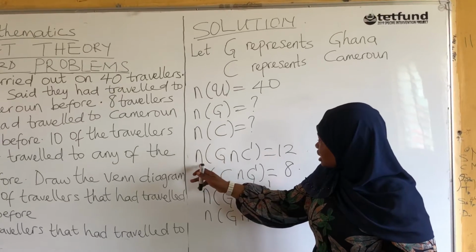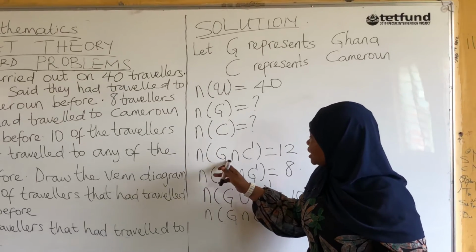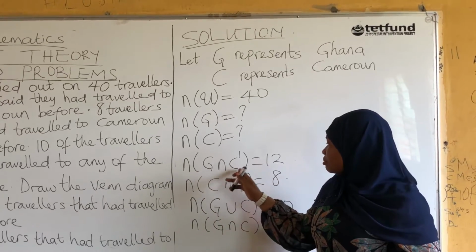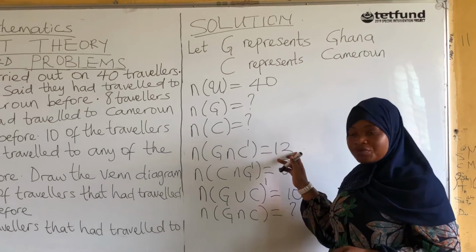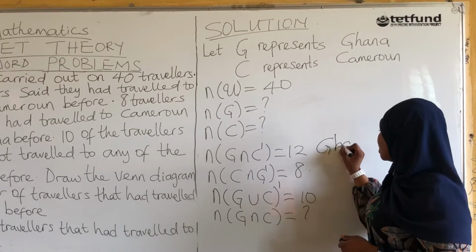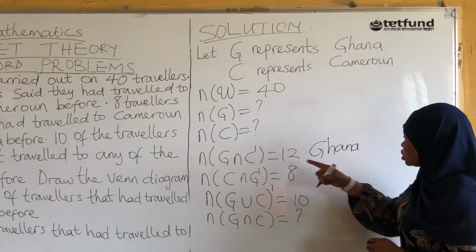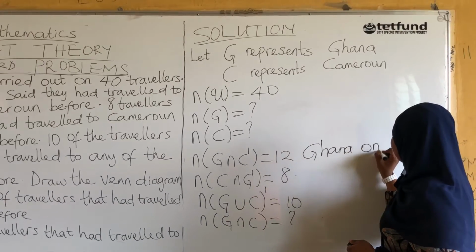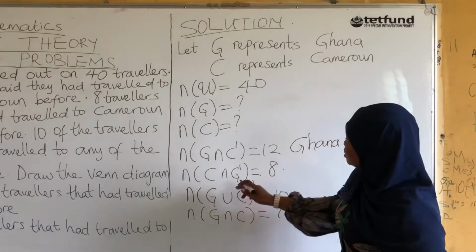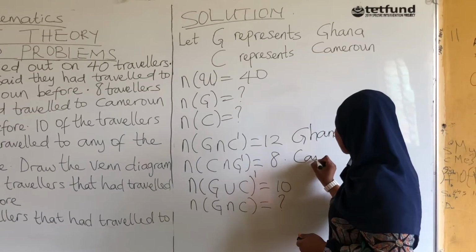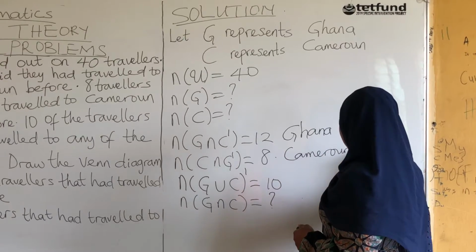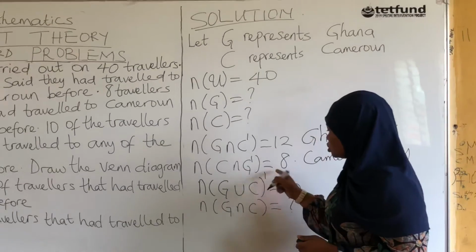So those that have traveled to Ghana only, that's the cardinality of G intersect C prime, were given to be 12. That's those that have traveled to Ghana only. Ghana only, but not Cameroon. So those that have traveled to Ghana only, that's the meaning. And those that have traveled to Cameroon only, this is it. Cameroon only. They have never been to Ghana before. So this is this one.